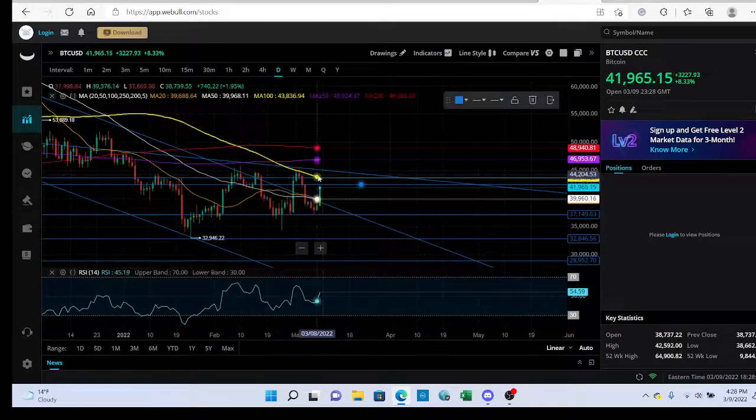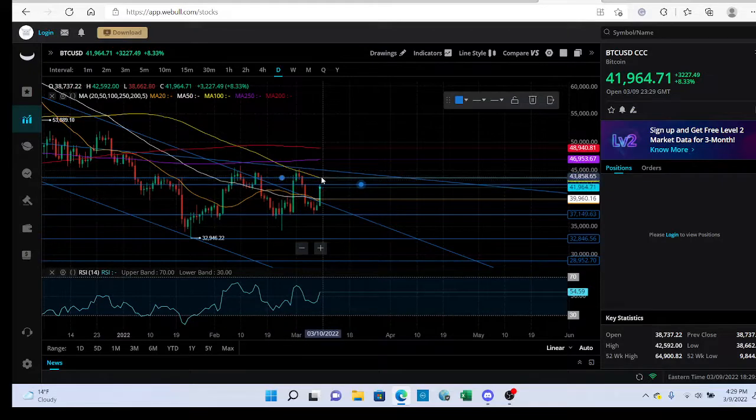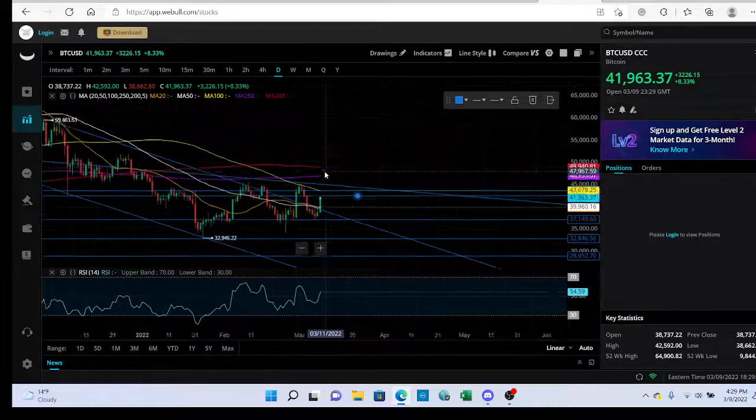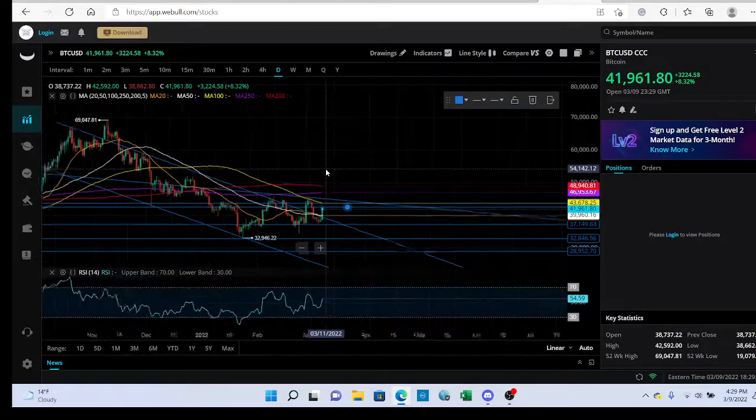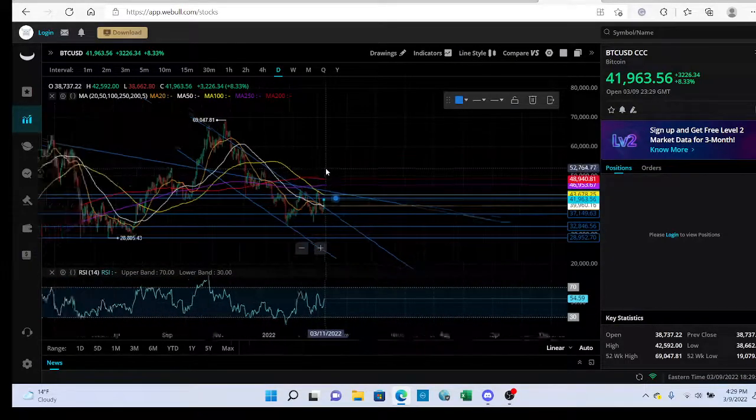And if we get above the 100-day moving average at 43,836, I think we could likely retest this trend line right here. And then if we get above that, then I do think our prospects of getting above the 200-day moving average definitely increase significantly. And then Bitcoin could start going bullish again.